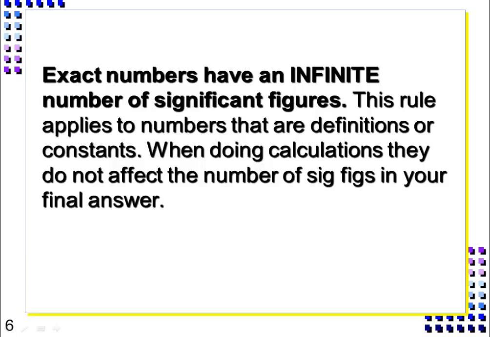You might have heard of the speed of light. Light travels at 3.00 times 10 to the 8 meters per second. These constants are considered to have infinite significant figures. So if I was using such a constant in a calculation, the constant would not have an effect on the number of sig figs in my final answer.